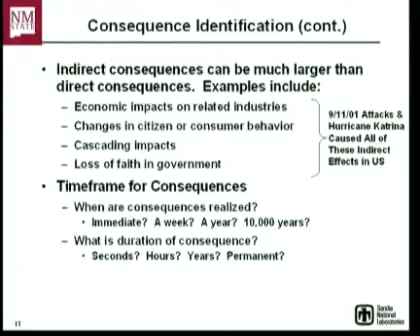They can be changes in citizen or consumer behavior. We saw that after the 9/11 attacks when people stopped flying, and so we had to bail out the airline industry. It was an indirect consequence of an event that actually happened. Cascading impacts: if electric power goes out, for example, you may have consequences in the telecommunications sector, in the banking sector, with water, and so forth. So there can be a cascade of impacts from one system to another.